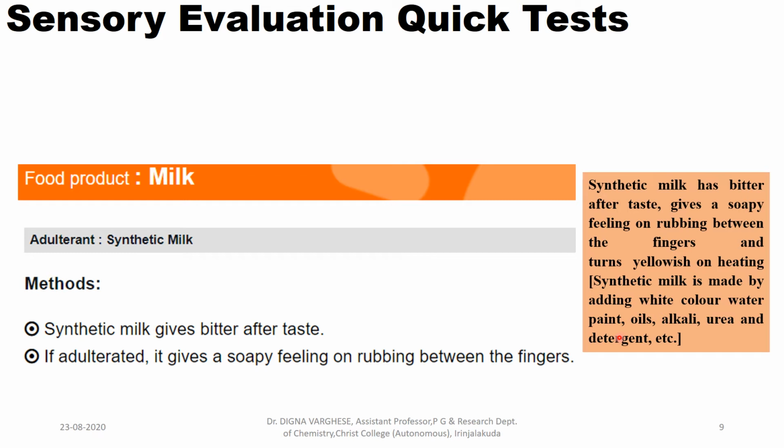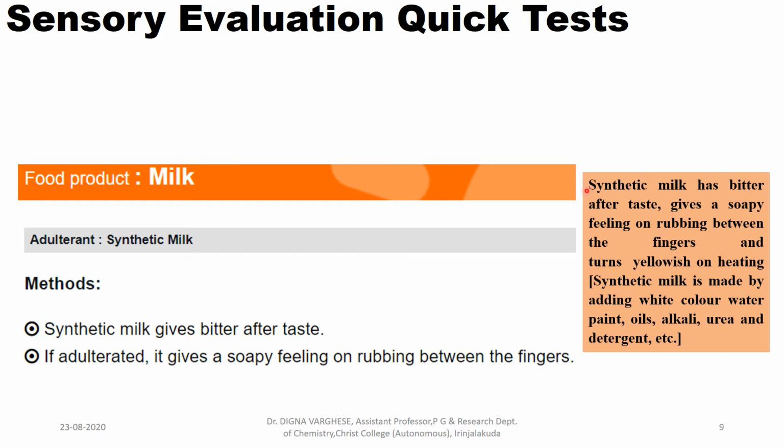That can be done by tasting or touching the synthetic milk. This test is known as the sensory evaluation quick test. Synthetic milk gives a bitter taste after tasting. If the pure milk is adulterated with synthetic milk, it gives a soapy feeling on rubbing between the fingers. That means it is a sensory evaluation quick test.